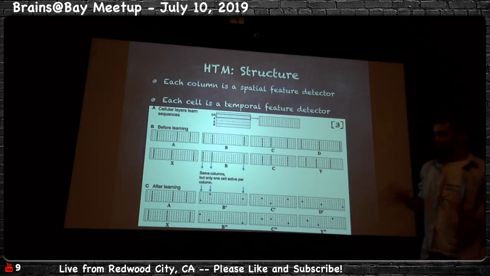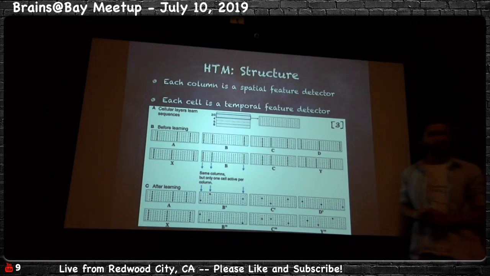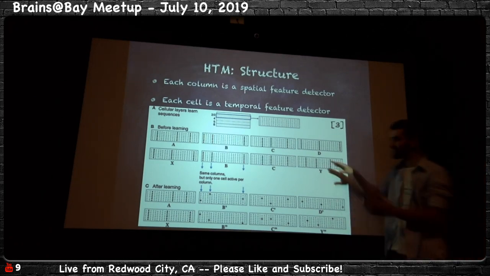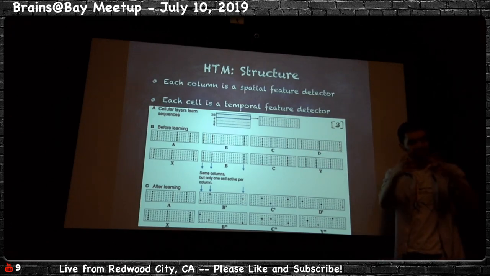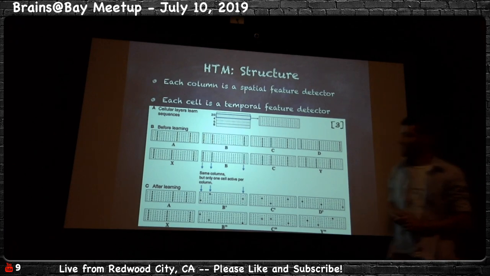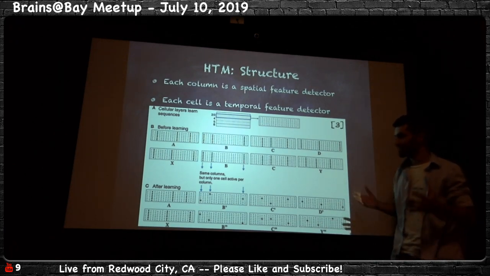Right. And so make it clear with some columns. This is a very, very small thing, just to show that there are numerous columns that will activate to represent certain, essentially, spatial features. So this is a really important part of it that makes it distinct as far as I'm aware.